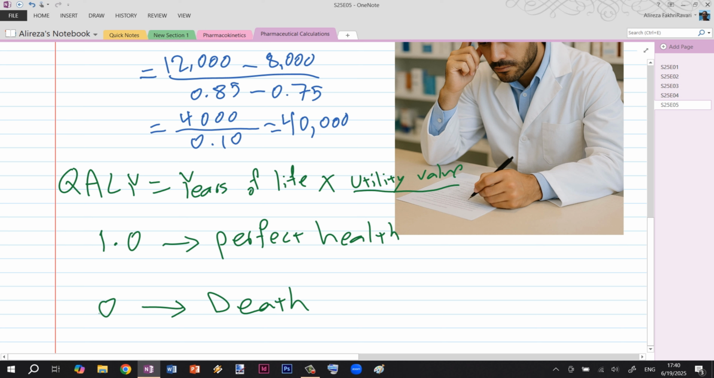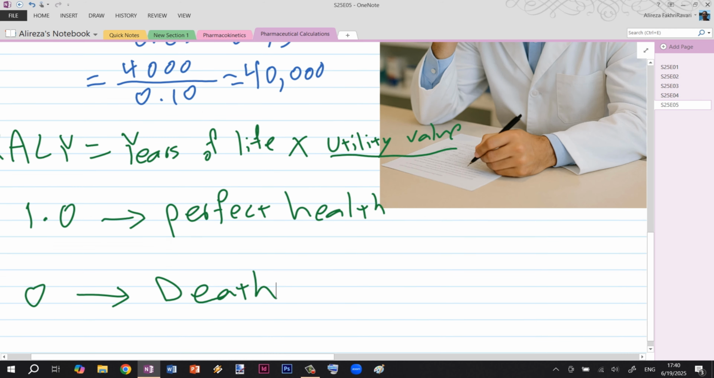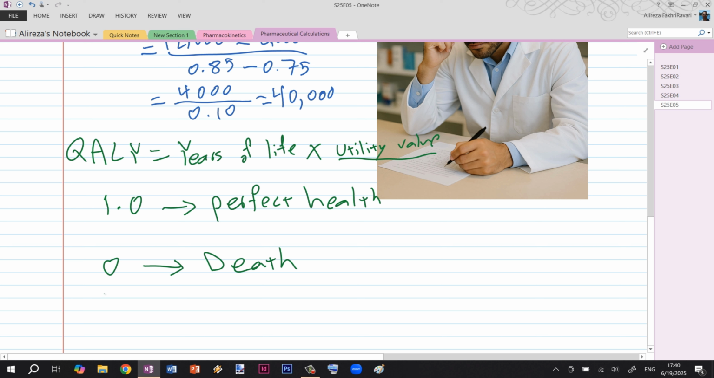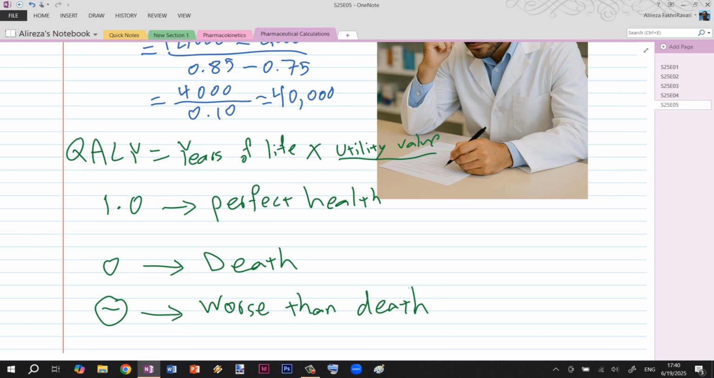So you can adjust it somewhere between 0 and 1, which essentially tells you that somebody has some sort of disability or illness. And interestingly enough, this number could also be a negative number. If it's a negative number, this essentially means worse than death. So essentially, the person wishes they were dead, based on how bad the quality of their life has become as a consequence of the disability or the illness that they have.